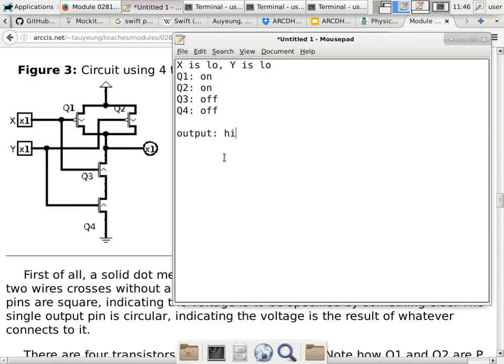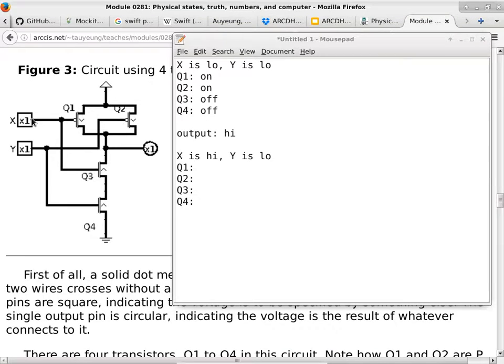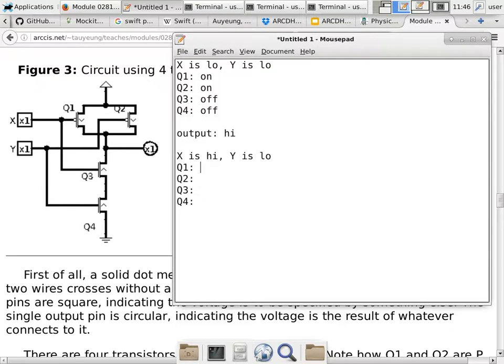Okay. So we're going to look at another scenario and say X is high, Y is low. Okay, so this one is a little bit more interesting because things are no longer symmetric. So we'll look at the 4 transistors. So we know X is a high voltage. So X connects to Q1. So what is that going to do to Q1? Q1 has a bubble at the gate. It's going to turn it off, right? So Q1 is off.